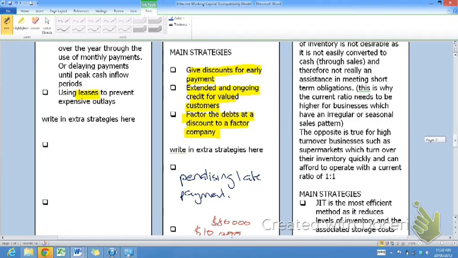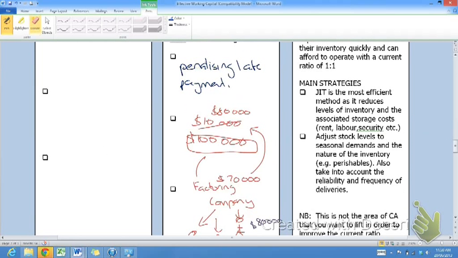So basically here, if we're looking at a management strategy, things like JIT are fantastic, because JIT reduces the level of inventory and all of the costs associated with that, like rent, labour and security, and frees up your cash. So if you're not spending much of your money on inventory because you're using JIT, that's more cash you have to pay those current liabilities. Also adjusting stock levels to seasonal demands, taking into account, of course, the fact if they're perishable, and the reliability and frequency of deliveries.